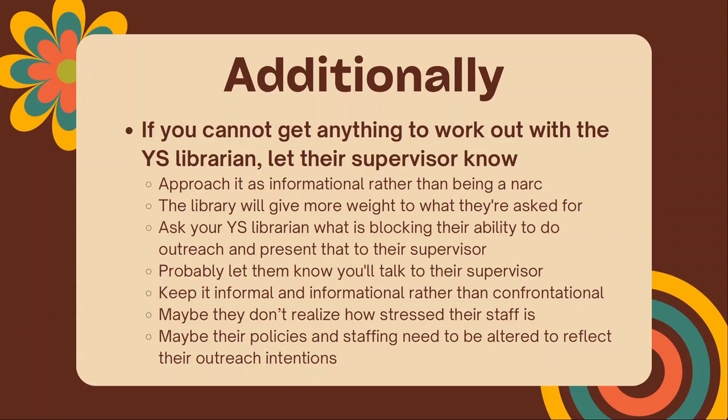If you don't ask for it, nothing's going to change. You're not going to end up getting it. Ask your youth services librarian what is blocking their ability to do outreach and present that to their supervisor, and probably let them know that you're going to talk to their supervisor. There are some situations where maybe that wouldn't be the best idea, but in most it would. And keep it informal and informational rather than confrontational.